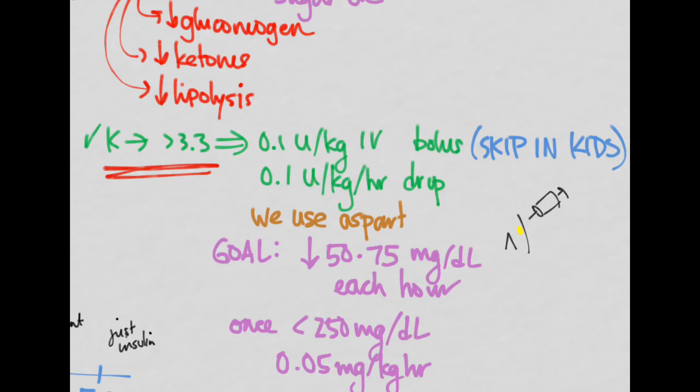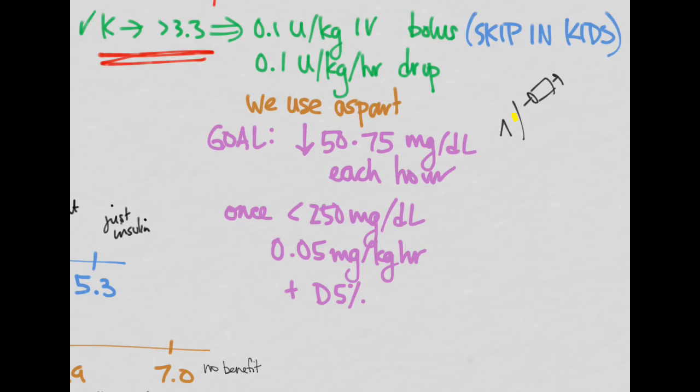Now our goal is to decrease the sugar by about 50 to 75 every hour, and once you reach a sugar of less than 250, then you might want to decrease that drip down from 0.1 to 0.05, so you drop it in half.